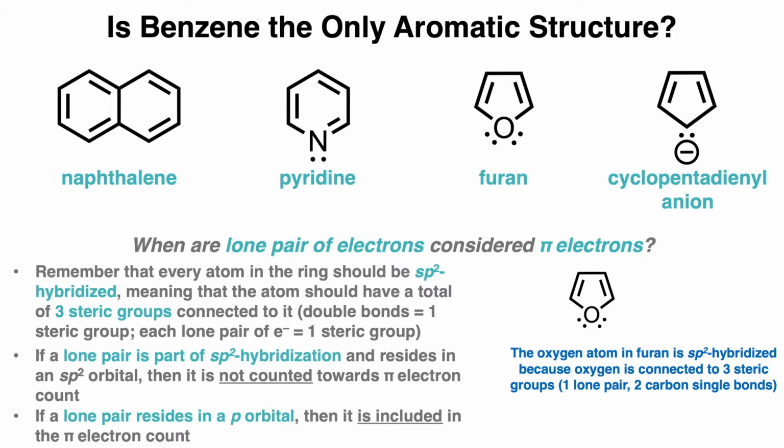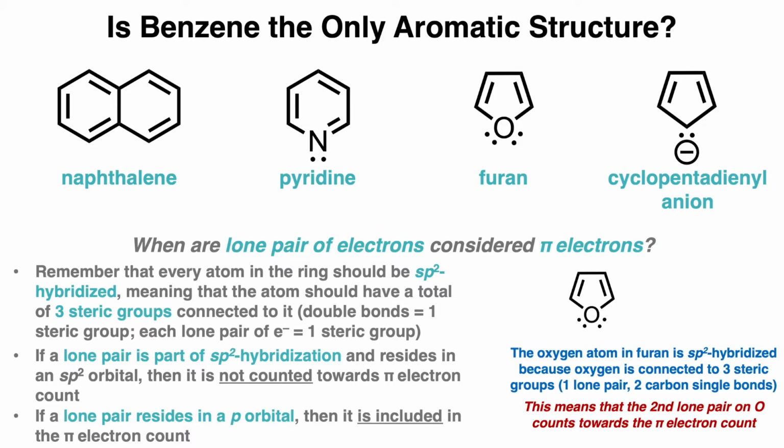For the oxygen atom to be sp2 hybridized, its 3 steric groups are a carbon single bond to the left of O, another carbon single bond to the right of O, as well as 1 lone pair of electrons. This means that the second lone pair of oxygen resides in a p orbital, which means that it does count towards the pi electron count.